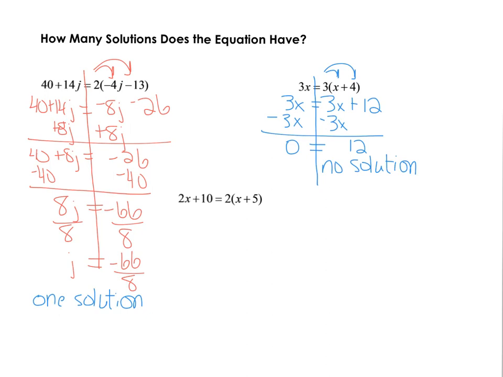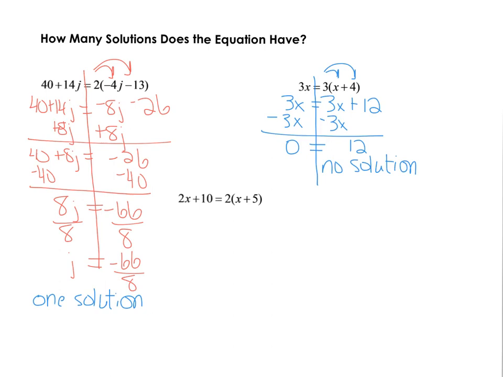Now, you can come back up here and sort of reason this. If I have a number, and then I have a number plus 12, right? These are the same thing. If I have a number here, and I have that same number plus 12, will those ever be equal? They won't. There is nothing you can plug in for x that would make this true. So this equation has no solution.